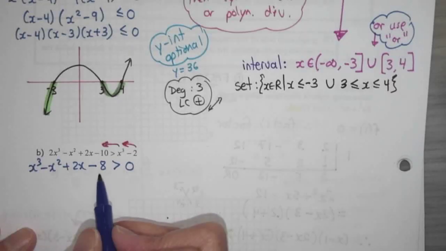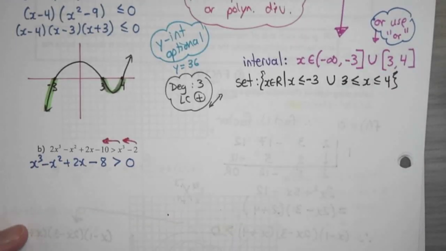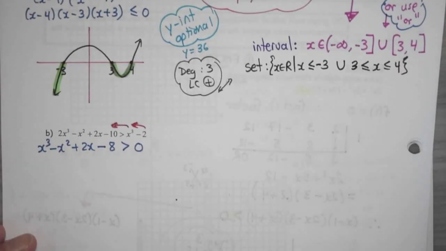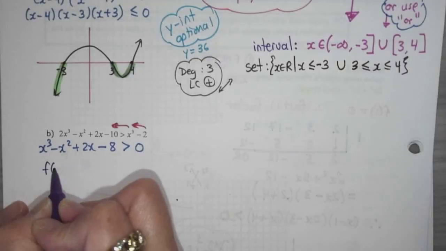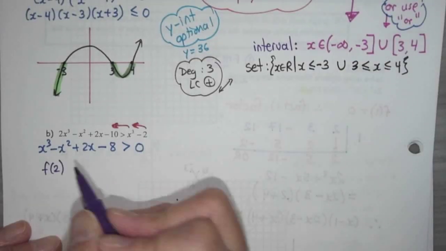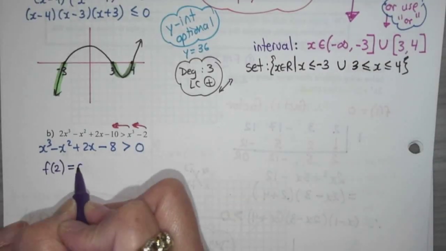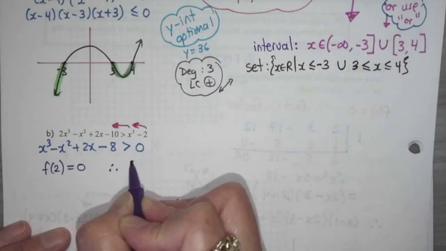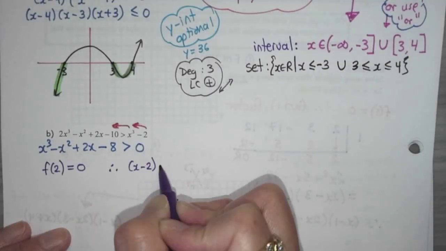Okay. I can't factor it 2 by 2. I don't see anything common. I'm going to have to use factor theorem. I already checked this, and I found that f at 2 works. You would look for your multiples of 8. So f at 2 did get me 0, therefore x minus 2 is a factor.